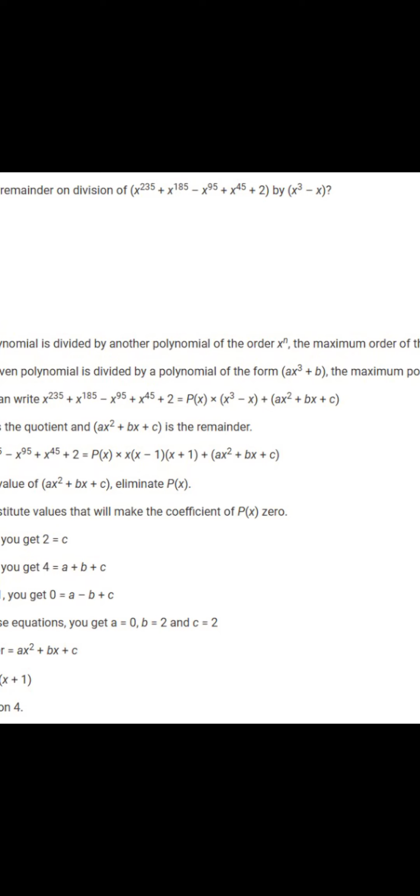Now to find out the remainder, what we need to do is find out the values of a, b and c. To do that, we have to reduce p(x) into x cube minus x to 0. When we do that, we'll get three equations, and from those three equations we can get the values of a, b and c, and thus the remainder.